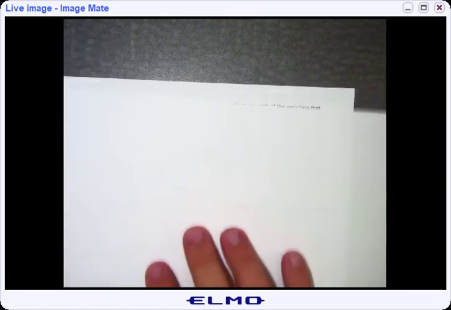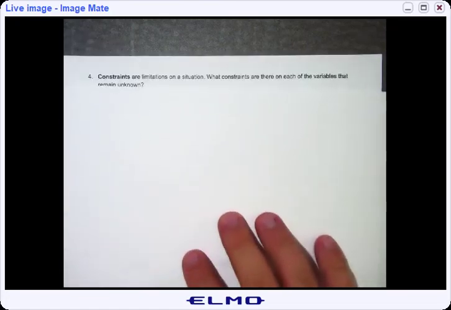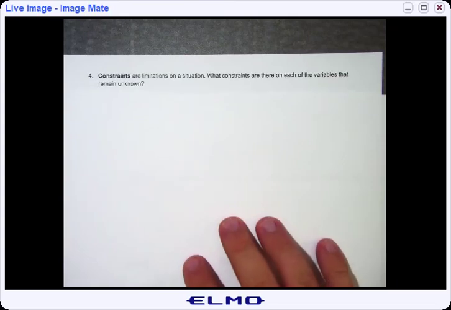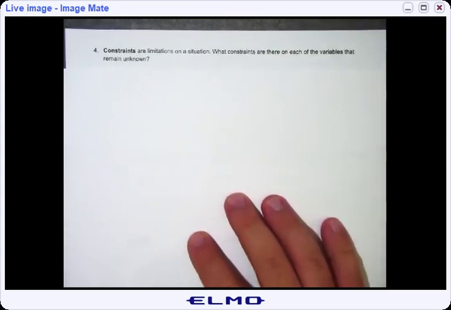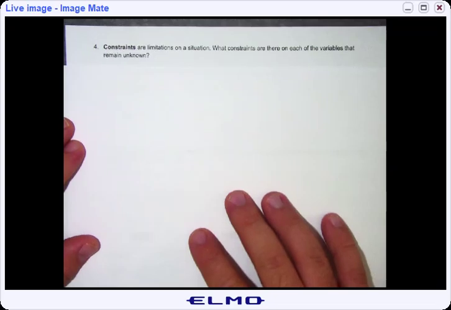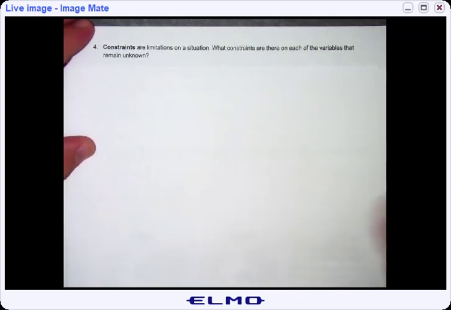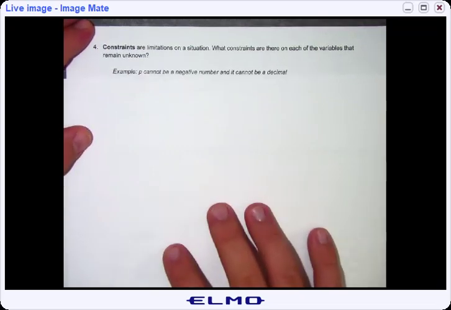And if we keep on working here, we have another situation. So we have a thing called a constraint. A constraint is a limitation on a situation. What constraints are there on each of the variables that remain unknown? There are some variables that we don't know yet, like we don't know what P is.